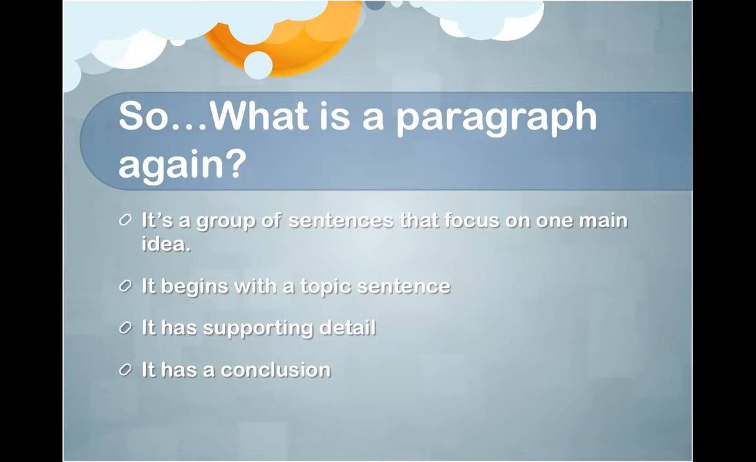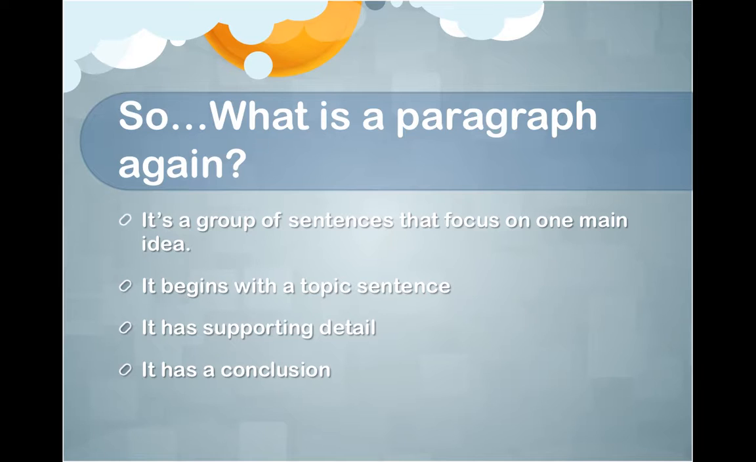So to begin, do you guys remember or know what a paragraph is and what goes into it? Well, a paragraph is a group of sentences that focuses on one main idea. It starts off with a topic sentence, which introduces the main idea of the paragraph and what you're going to be focusing on. Following that are supporting detail sentences.